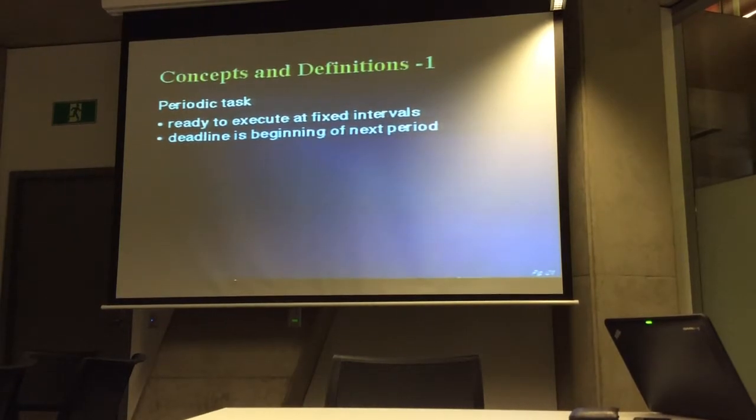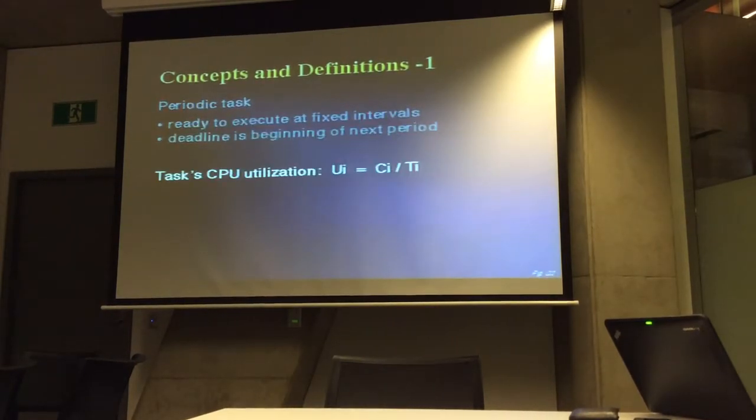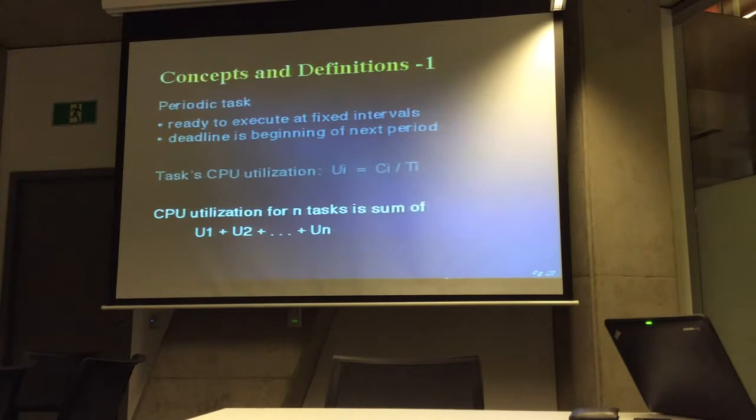So we define CPU utilization for task i to be U sub i equals C sub i, the execution time, over T sub i, the length of the period. And when we want to talk about the CPU utilization for a set of tasks, we'll just add up the utilizations for each of the individual tasks.